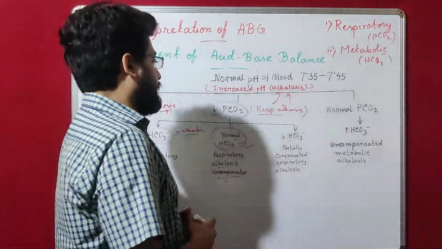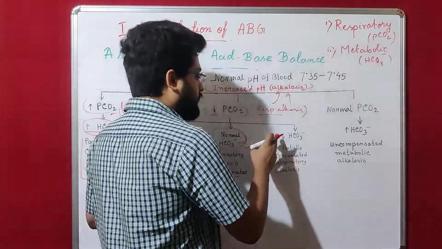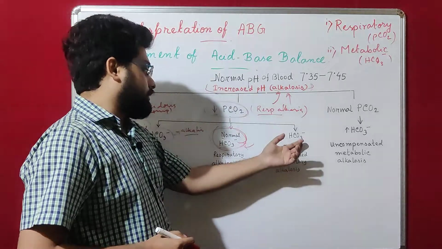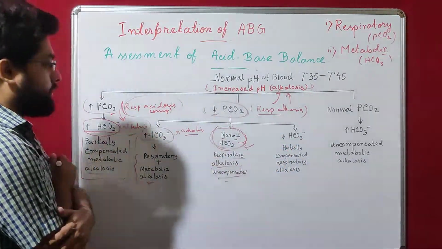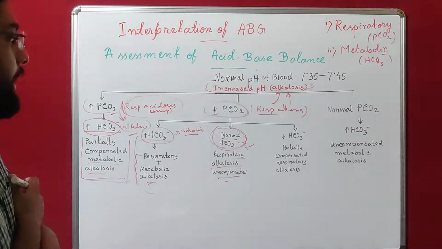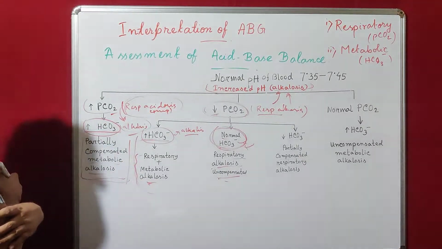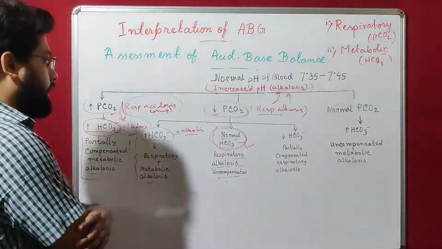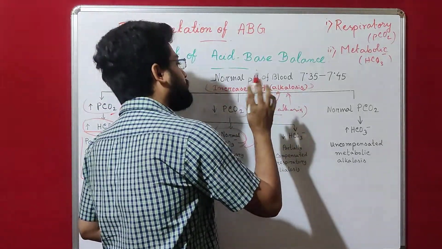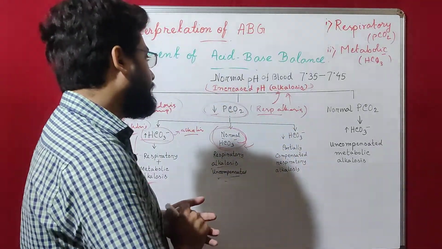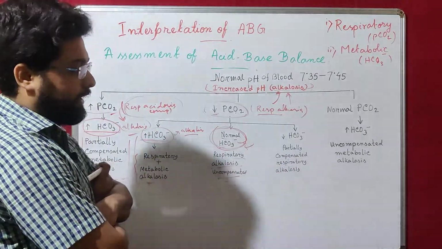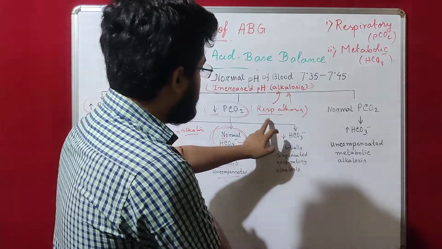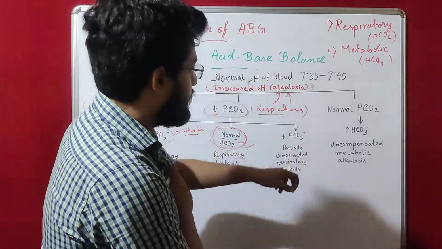Next, the last scenario which can be possible against the decreased level of PCO2 is that the bicarbonate level is also decreased. So if PCO2 is decreased, that means it is causing alkalosis, and it is respiratory alkalosis. Now the bicarbonate ion is also decreased.